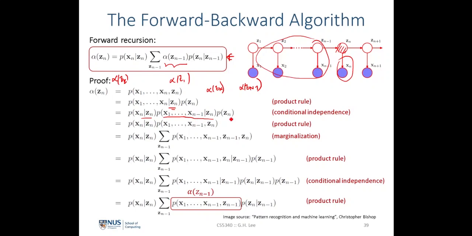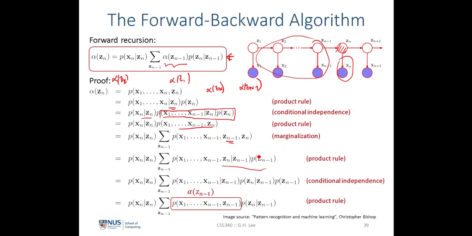Then the next thing to do would be to make use of the product rule to merge these two terms together into the joint probability of x1 to xn minus 1 and zn. Then we are going to use a marginalization trick to introduce this additional random variable zn minus 1 into our joint probability distribution here. The next thing that we will do is make use of the product rule to make the whole probability distribution conditioned upon zn minus 1, which will end up being this expression over here.